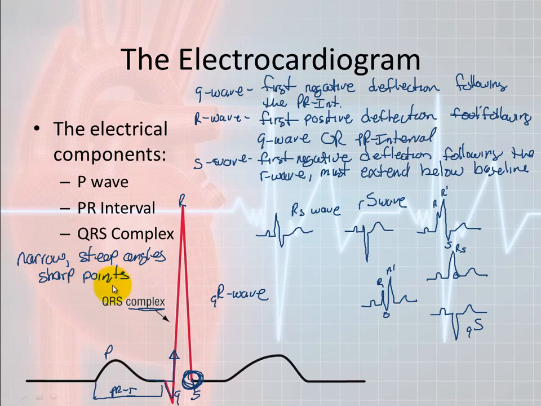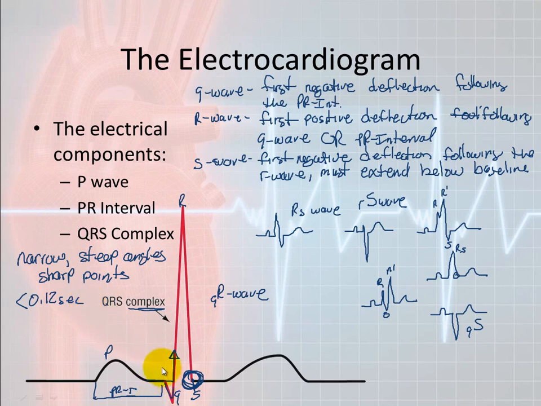If at any time you do not have a narrow, steeply angled, sharply pointed QRS, that means that there's something else going on. Another thing about the QRS complex is that it is supposed to be less than 0.12 second. Some of the other literature says less than or equal to 0.1. I use less than 0.12 second because that's what American Heart uses. So I just stick with what they use. That's kind of considered the standard.